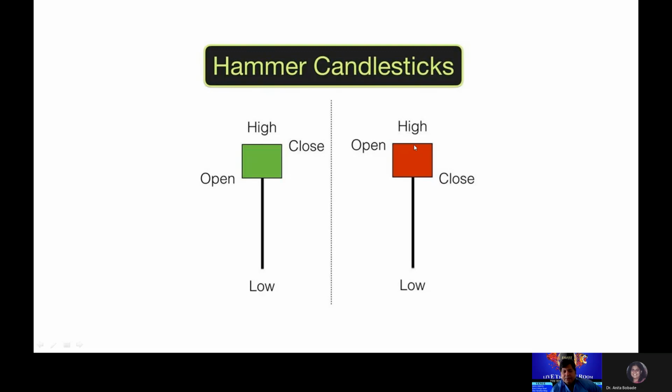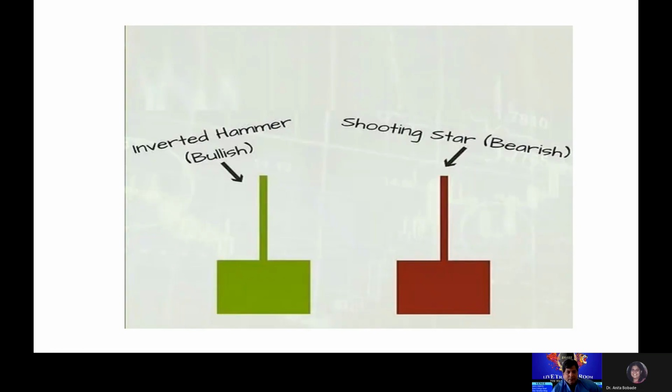So these two candles are called hammer candles, and hammer candles sometimes or many times are kind of breakout candles, which show up in one of the patterns called the Morning Star pattern. Now this is an inverted bullish hammer.